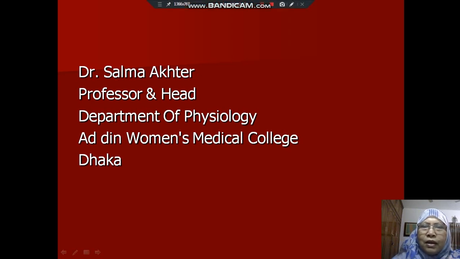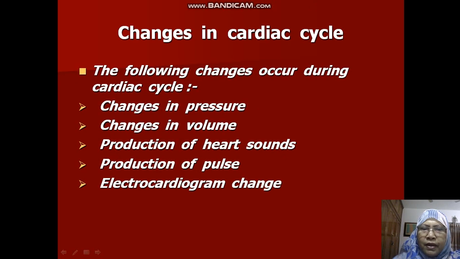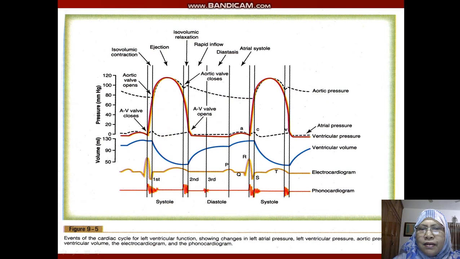Today I will take a class on the different changes that occur in the cardiac cycle. These are the changes in pressure, changes in volume, production of heart sound and production of pulse, and also electrocardiogram changes. Now the first point is changes in pressure.